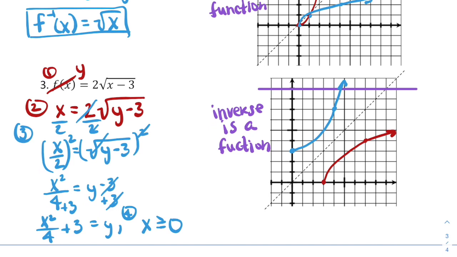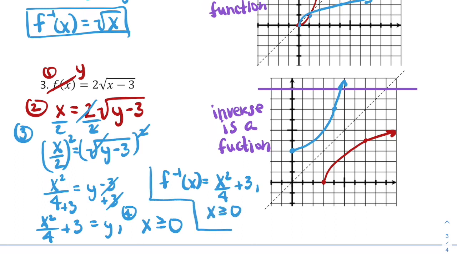Okay, so we can again write this in our inverse function notation. We can say f inverse of x is equal to x squared over 4 plus 3. And again, part of our answer has to be that x is greater than or equal to 0. Okay, so don't forget that part. That is a critical part, otherwise it's not actually the inverse. All right, so we've taken one function and determined the inverse.